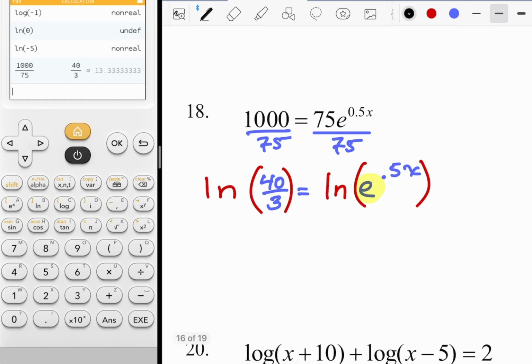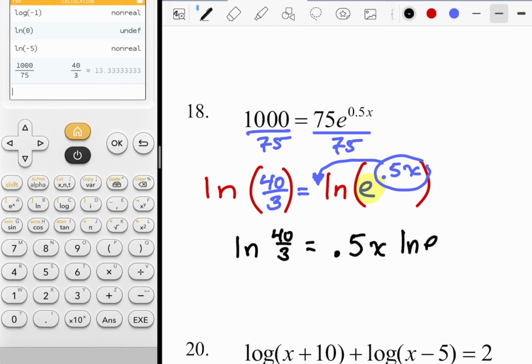On the right-hand side, I can hop the log with the exponent. So I'm applying the power rule. So I have ln 40/3. You can put parentheses or not, it doesn't make a difference, as long as it's clear that that 40/3 is part of the natural log. So 0.5x ln of e.